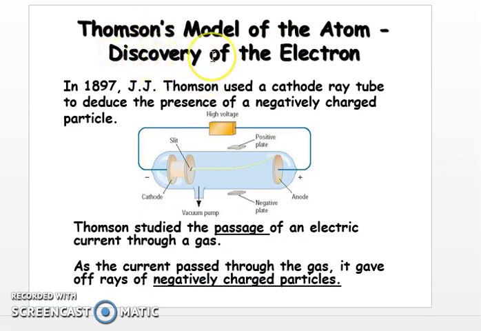Thomson's main discovery is the electron. I've posted on D2L a video that goes into more detail on how this experiment worked. Essentially, the main idea is that negative and negative repel. So he proved that there had to be something negative inside of the atom because it was repelling this negative plate here. You can kind of see this line going up. Again, please watch that video so you can get a more detailed idea of what happened here.